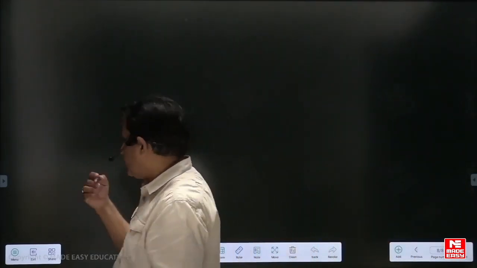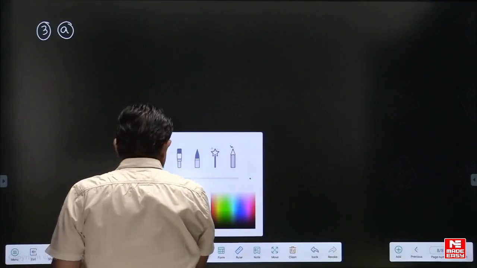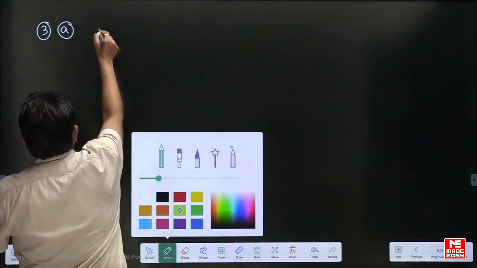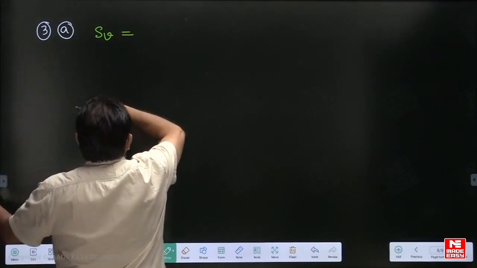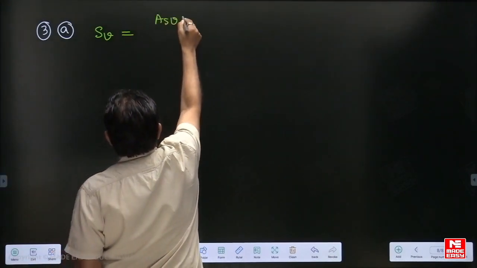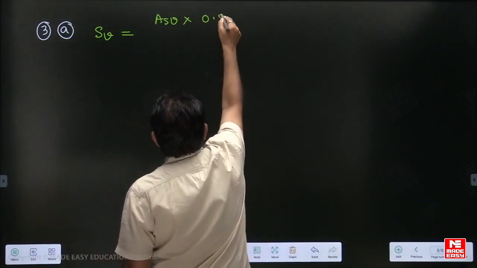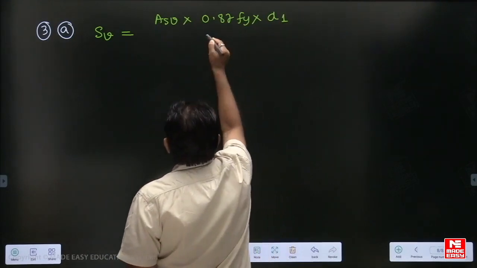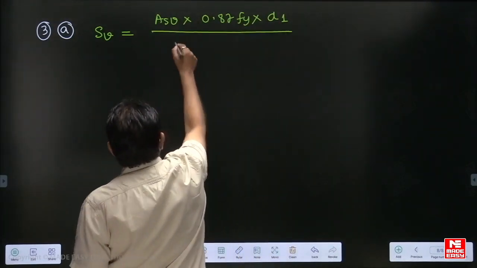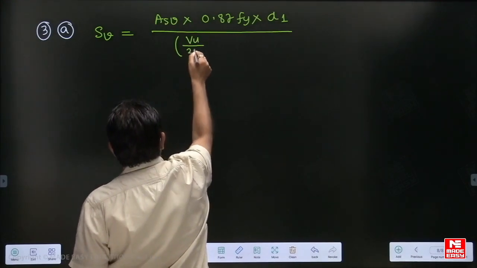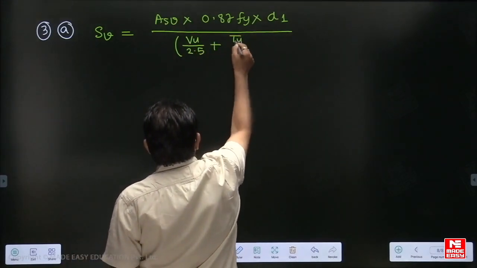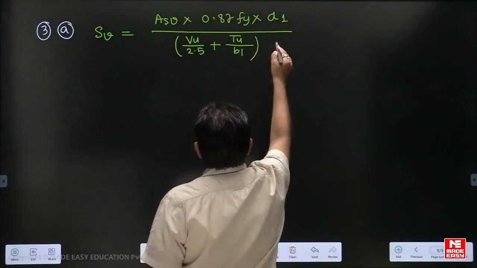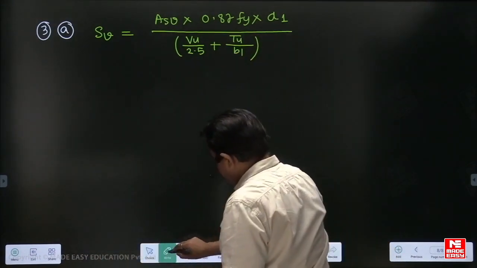Here you have to use a different formula, whatever the code has suggested. So let's come to 3A. The first formula the code suggests for spacing of shear reinforcement is equal to ASB into 0.87 into Fy into, in place of D, the code suggests D1, divided by Vu divided by 2.5 plus Tu divided by B1. So first understand what these B1 and D1 are.